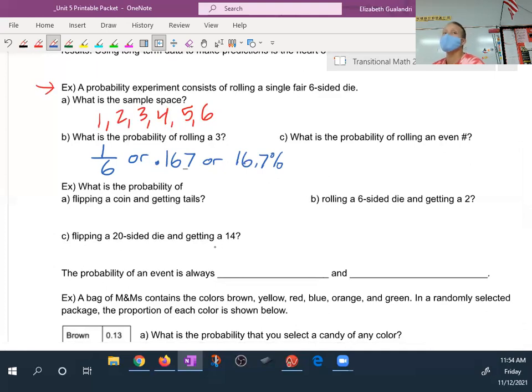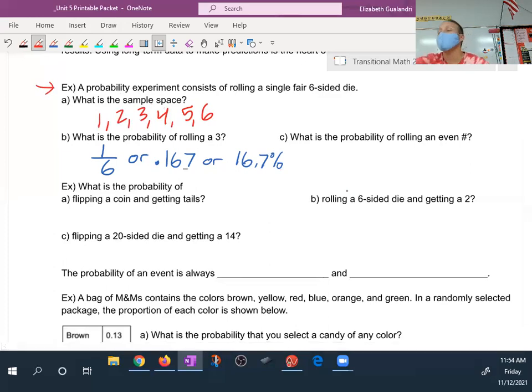Any one of those answers right there would be acceptable for question B. My suggestion would be you say 1/6 in that case, because it starts off with the fraction, which is the easiest. So I'm not going to answer all of the answers every time, but you can always answer in any of those forms. So what's the probability of rolling an even number?